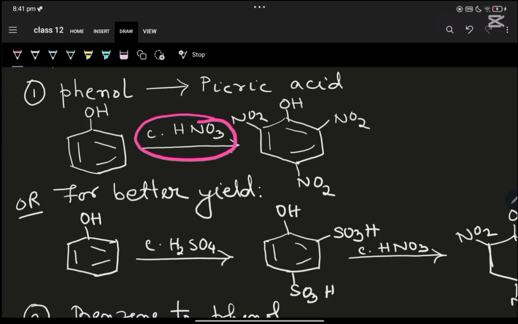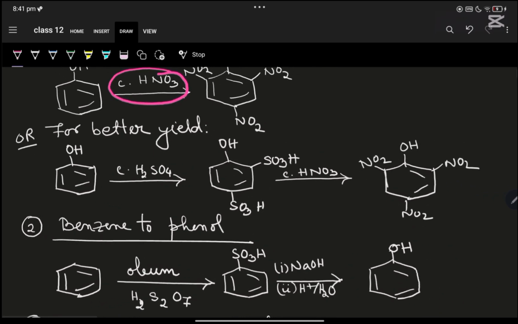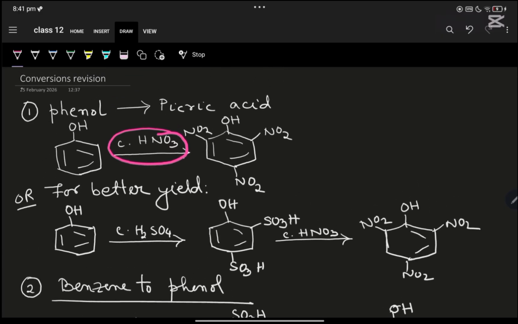Now, for the yield of picric acid to be good, you can do it stepwise, and this is considered to be better. First you give concentrated H2SO4 to convert it to the sulfonic acid, and then you give concentrated HNO3 and you will get picric acid, which has a very good yield. So if picric acid needs to be formed, you can just give concentrated HNO3 because phenol is activated in nature.